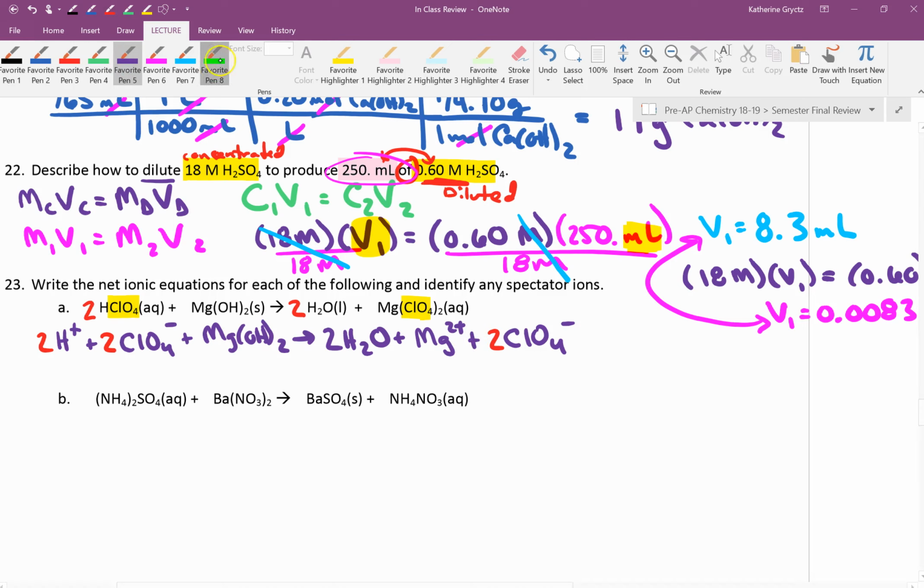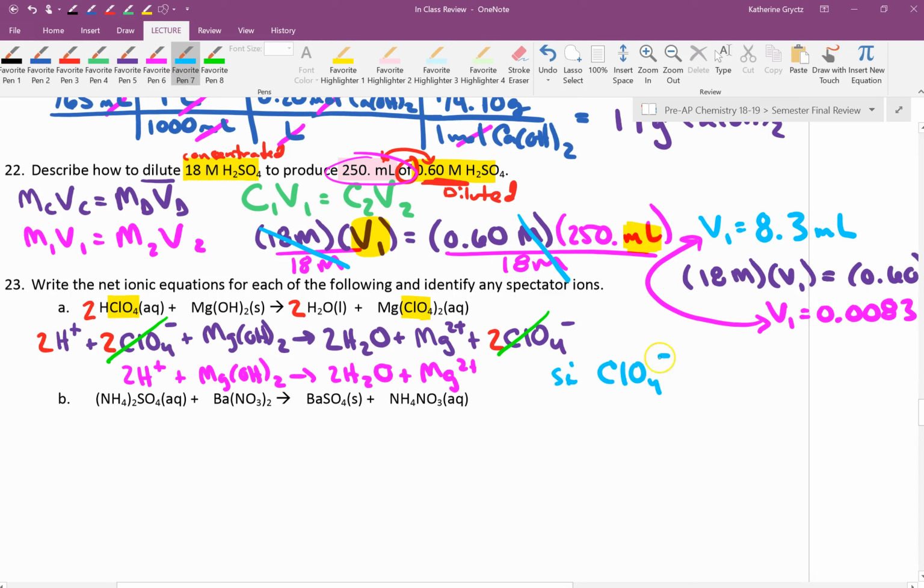And then we look at what we made, and anything that's identical on both sides we cross out, which is only the ClO4. Nothing else matches exactly. So we copy down what we've got left, and this will be our net ionic. And our spectator ion is just ClO4 negative, what was left.